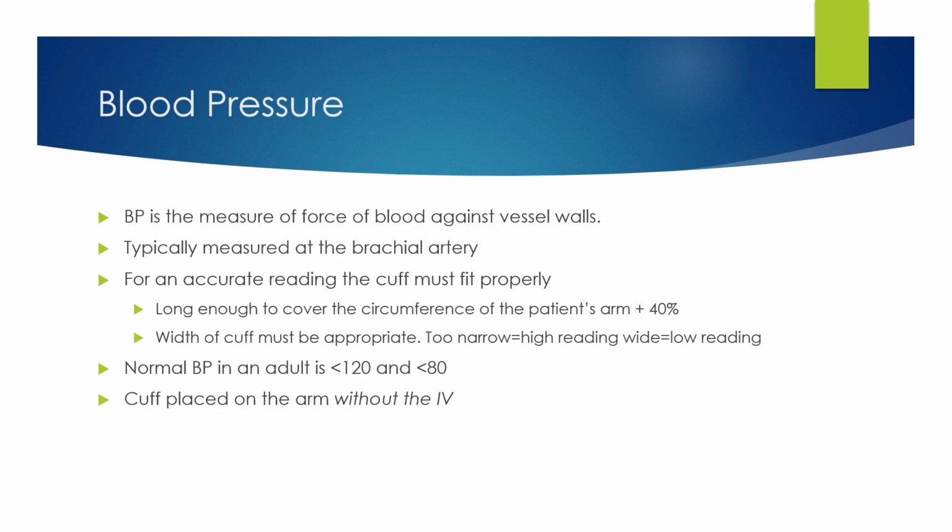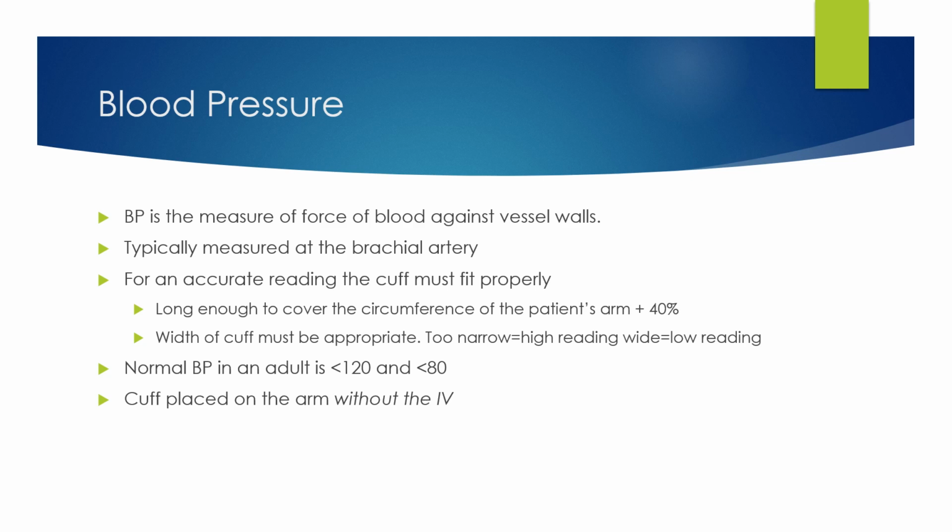All right, going on to blood pressure. This is the measure of the force of blood against vessel walls. It's typically measured at the brachial artery. For an accurate reading, we need to make sure that the cuff fits properly, meaning that it's long enough to cover the circumference of the patient's arm, plus about 40%. We want about 40% overlapping on that cuff. The width of the cuff also needs to be appropriate. If it's too narrow, we're going to get a high reading. If it's too wide, we're going to get a low reading.